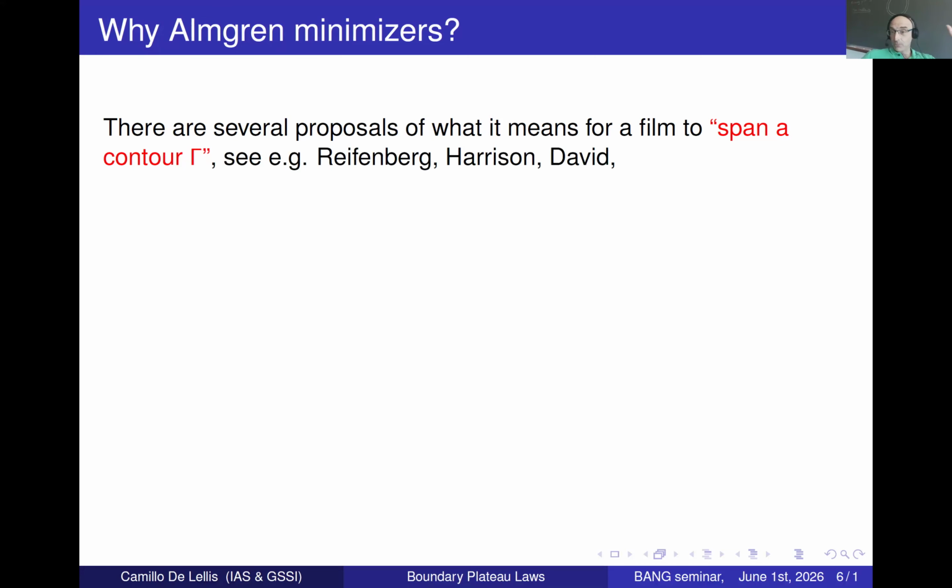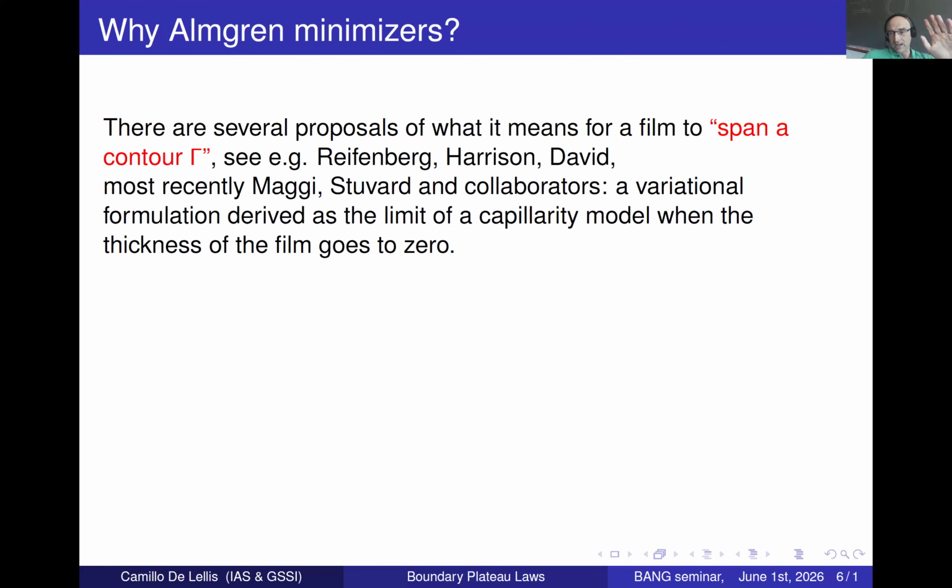Now, there are several proposals. So for instance, the oldest one is the one from Reifenberg, which gave a definition for this using algebraic topology. There are actually new ones which came in the last 20 years. There's one from Harrison, another one from David. But one of the things, and maybe I should say, there's been actually quite beautiful work by Maggi, Stuvard, and collaborators in which they point out that, in fact, if you're trying to explain the physical phenomenon, you would need some theory which takes into account the thickness of the surface, because it's really non-negligible.